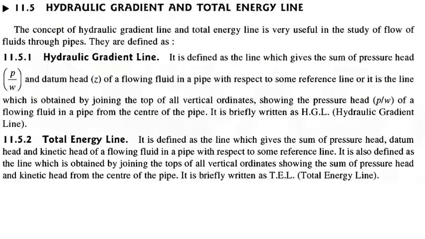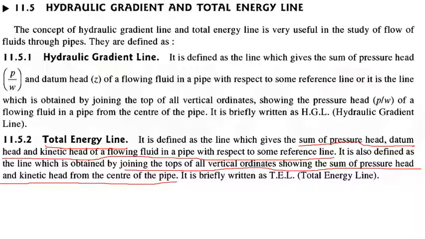Total energy line: it is the sum of pressure head, datum head and kinetic head of a flowing fluid in a pipe with respect to some reference line. So it is obtained by joining the vertical ordinates showing the sum of pressure head and kinetic head from the center of the pipe. It is briefly written as TEL, or total energy line.